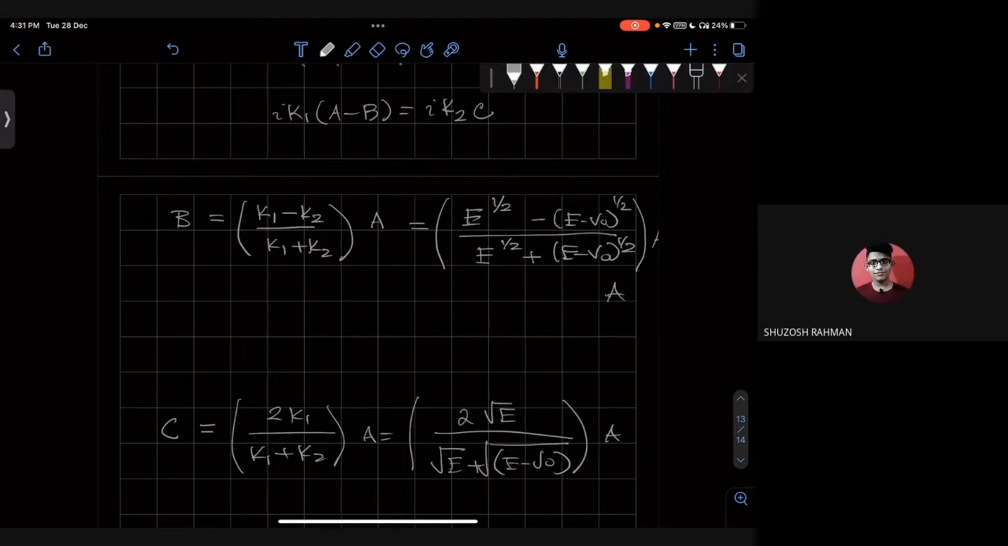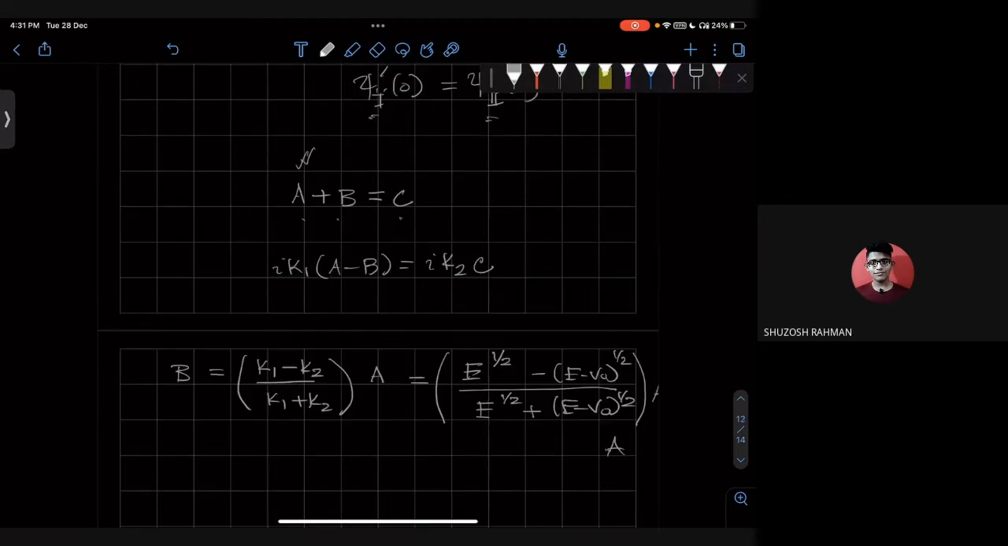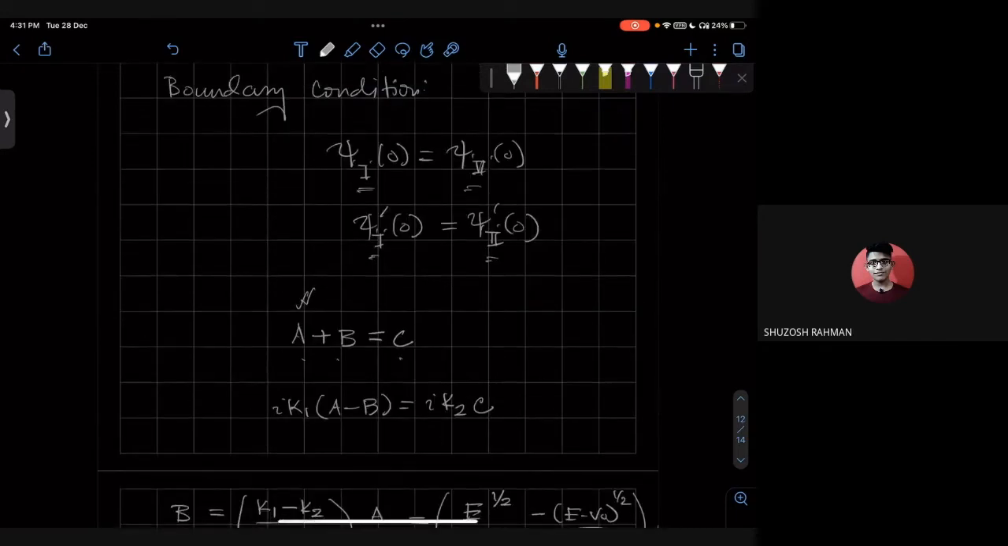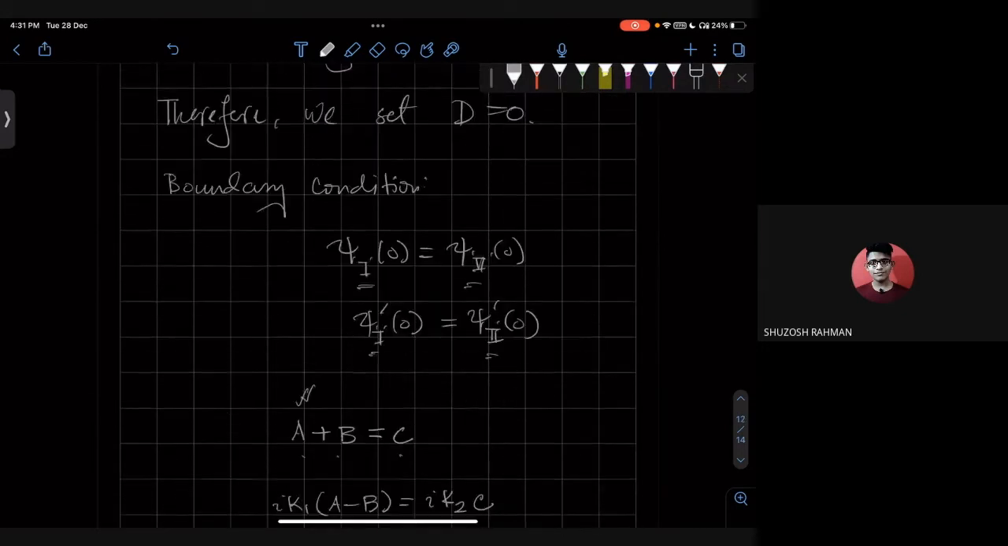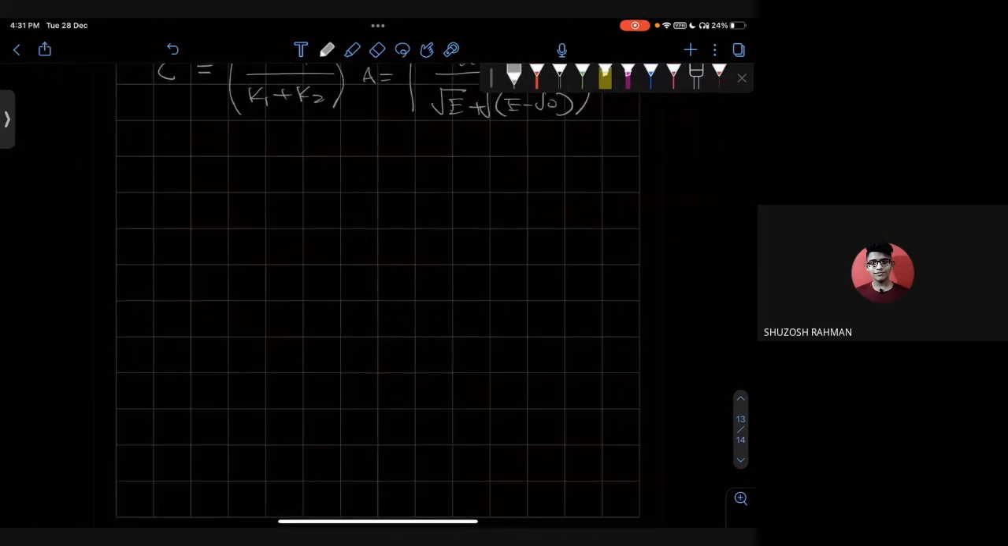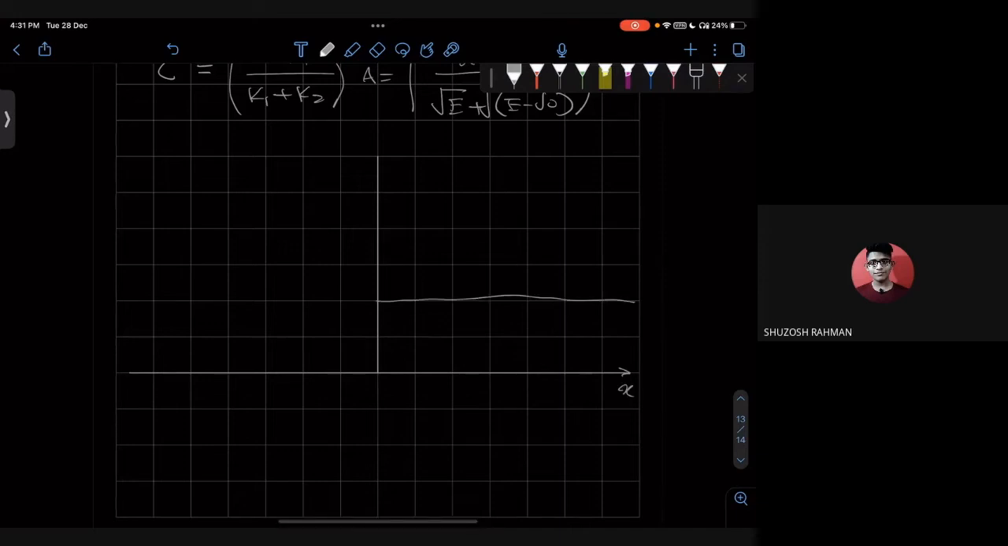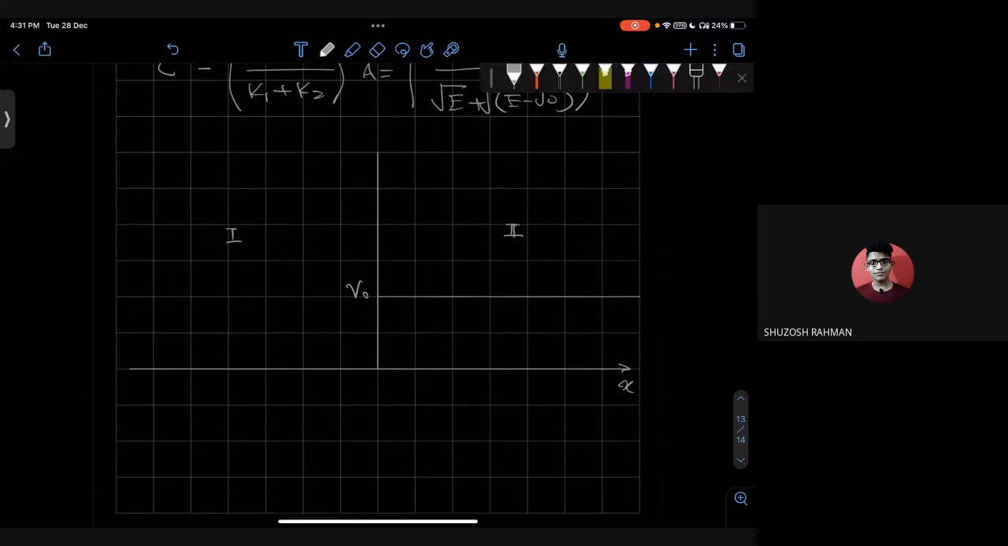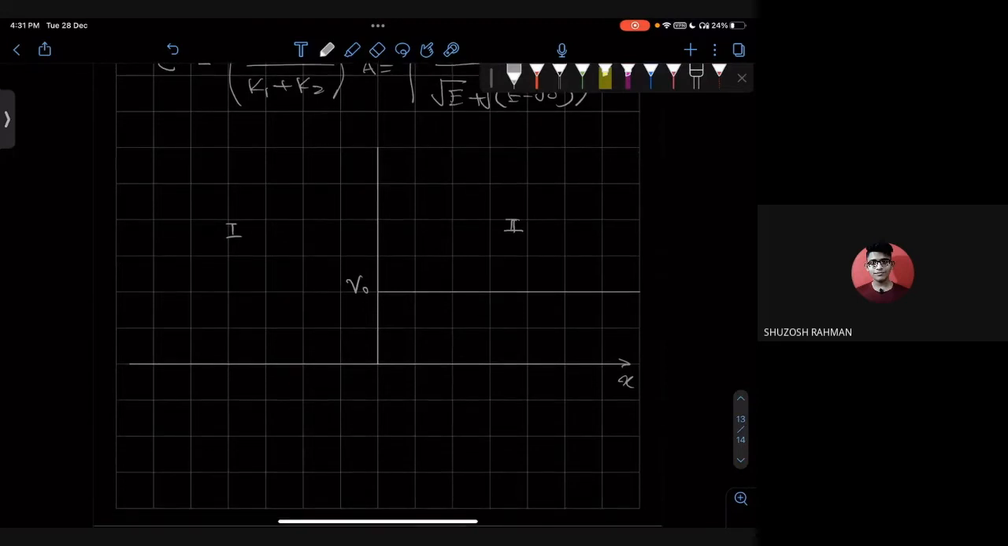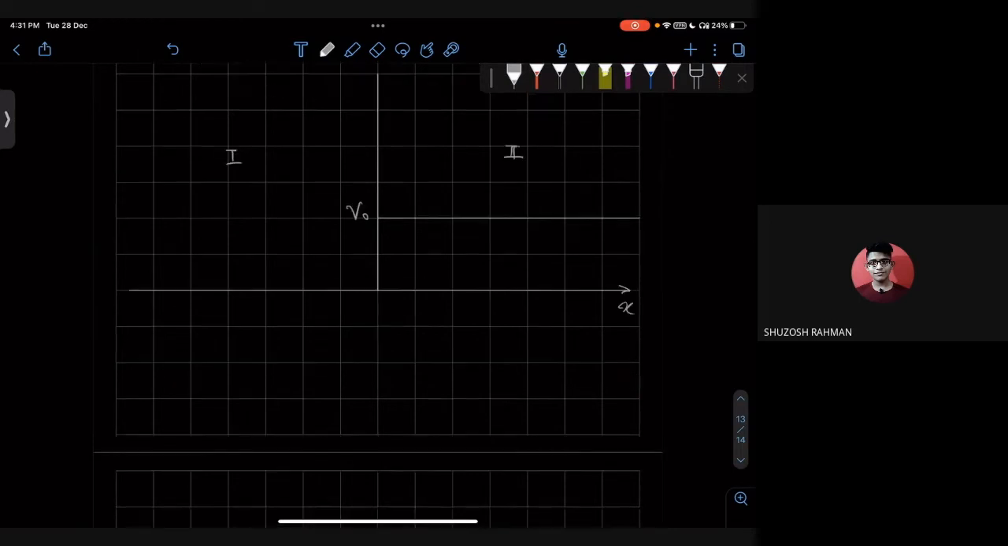Sir, I'm still kind of confused with how we mentioned a plus b equals c. Oh yeah, sure. So what we've done here is that we have our potential, this is our x, and our potential is a step potential, right? So this is V naught, and this is region 1, and this is region 2. And what we're doing is solving the time-independent Schrodinger equation, which is the energy eigenvalue equation. So what is that Schrodinger equation?